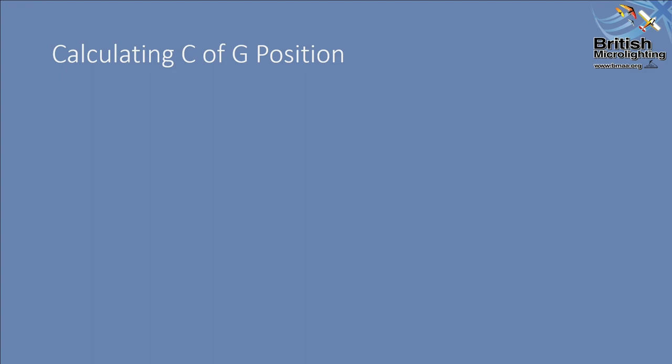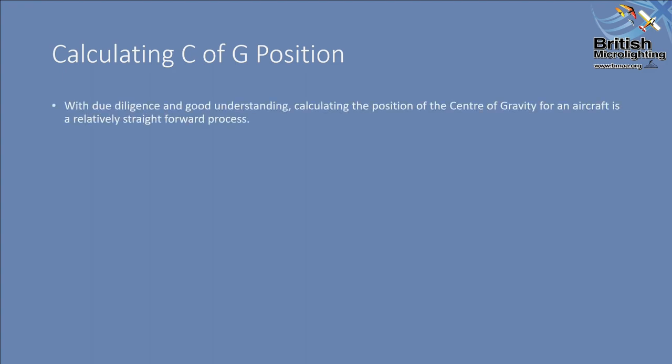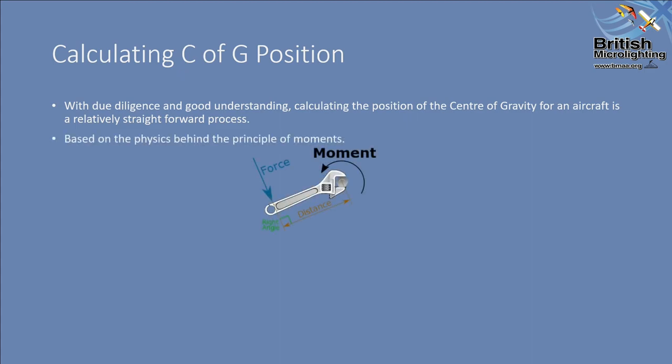Calculating the position of the centre of gravity on an aircraft is a relatively straightforward process, but there are several steps to undertake which can make mistakes more likely if diligence is not shown throughout. The calculation of CG position is guided by the physical principles associated with moments, where a known force acting at a perpendicular distance from a known point will create a turning force, or moment, about said known point.